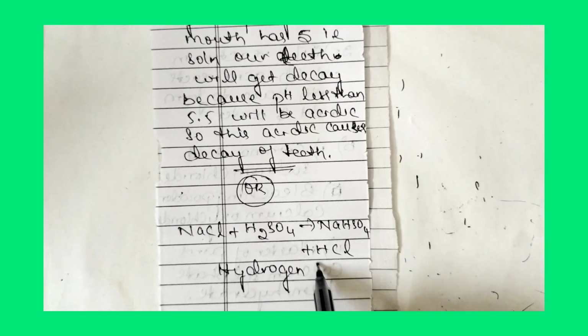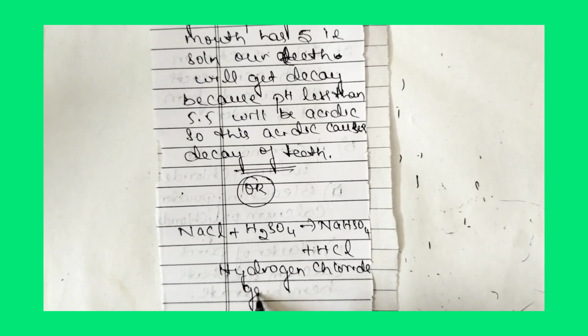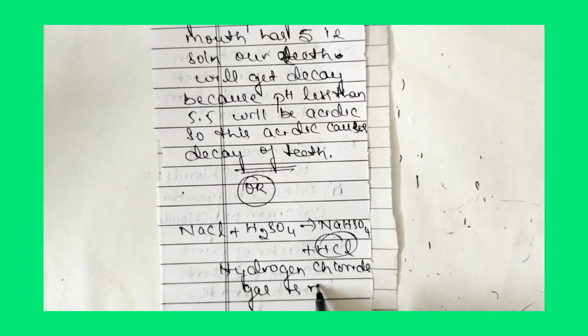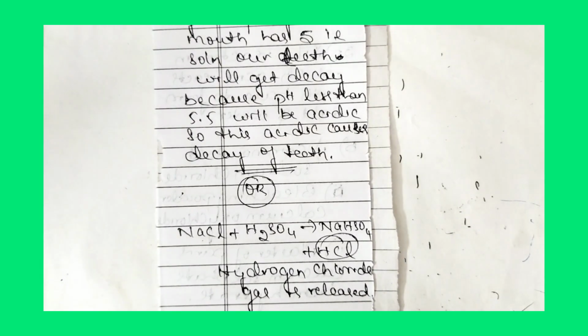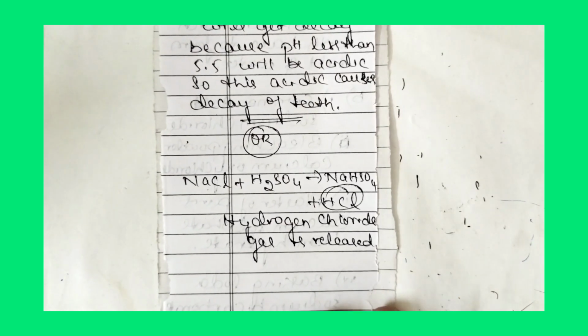Hydrogen chloride gas is released. Hydrogen chloride gas, that is, here I have written HCl. Hydrogen chloride gas is released. So hydrogen chloride gas is released. With that, one question has been answered.